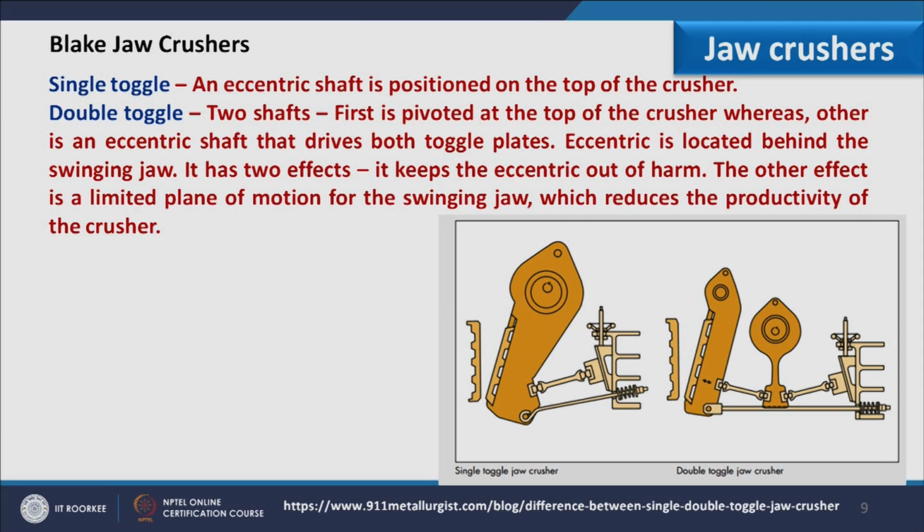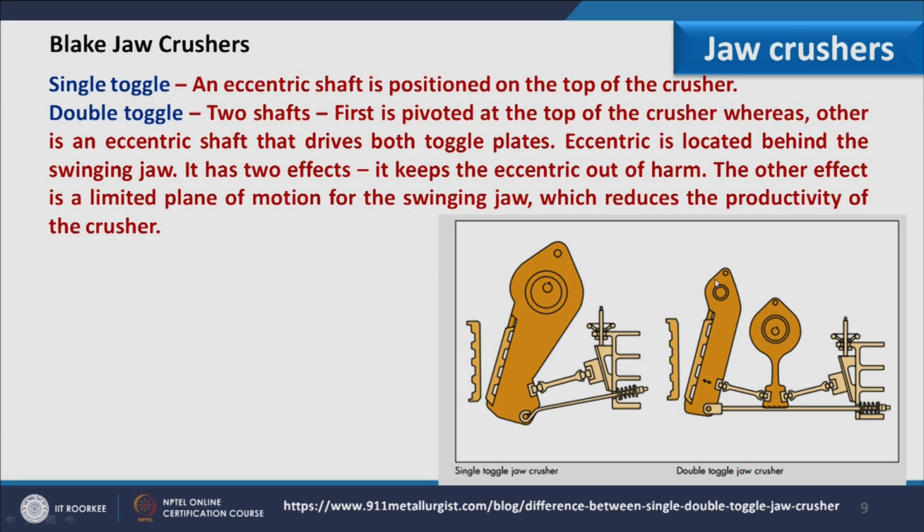So, the eccentric is located behind the swinging jaw. You can see here we have two toggles. First is pivoted at the top, and here we have the eccentric which is behind this toggle shaft. However, here the jaw is pivoted at the top and the eccentric is also attached over here. When we consider the double toggle jaw, it has two effects. It keeps the eccentric out of harm. So, what happens over here? Here we have this eccentric which is obviously away from this pivoted jaw. So, when the jaw moves backward and forward, it does not affect this. The other effect is a limited plane of motion for the swinging jaw, which reduces the productivity of the crusher. So, what happens in double toggle?